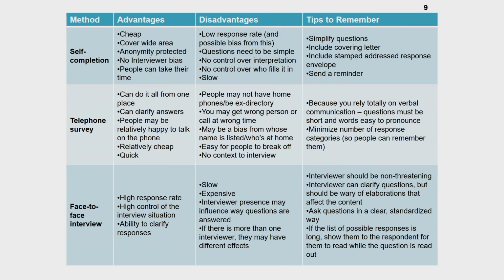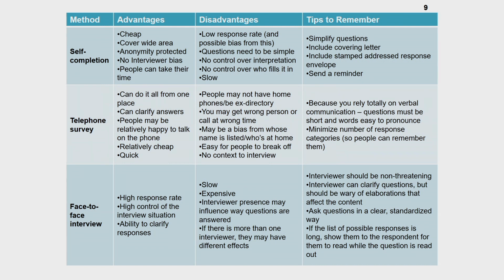Telephone surveys' advantages are that we can do it all from one place, we can clarify answers because we are speaking to the interviewee ourselves. People may be relatively happy to talk on the phone because it also enables some kind of anonymity on the part of the interviewee. It is also relatively cheap and quick. And the disadvantages are that people may not have phones. You may get a wrong person or call at a wrong time. There may be a bias from whose name is listed or who is at home, and it is easy for people to break off, and there is no context to the interview.